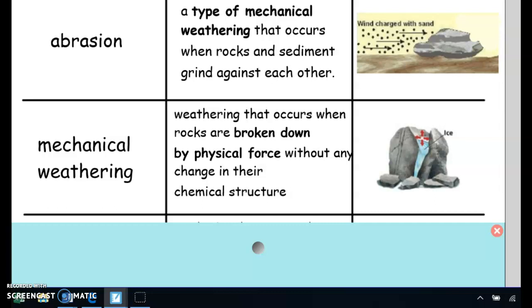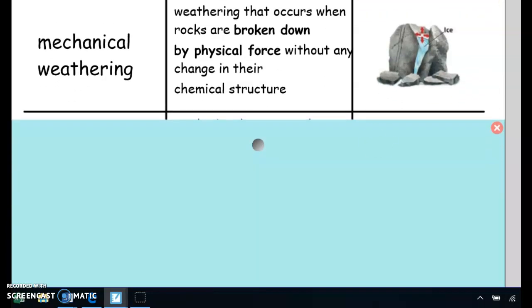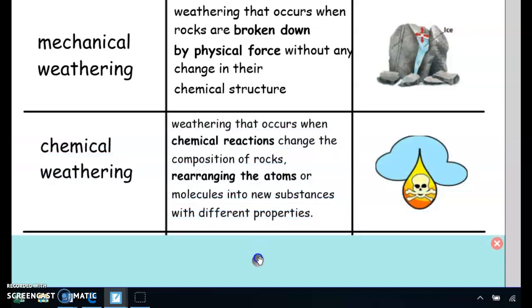This would be different than chemical weathering. Chemical weathering is weathering that occurs when chemical reactions change the composition of rocks, rearranging the atoms or molecules into new substances with different properties. Now we know that from the definition for chemical reaction, from term 1, that if the atoms of the elements that make up the minerals, that make up the rocks are rearranged, then they're going to form a whole new kind of substance.